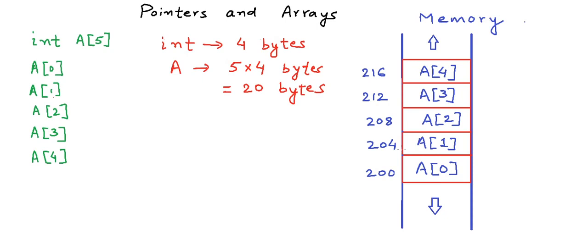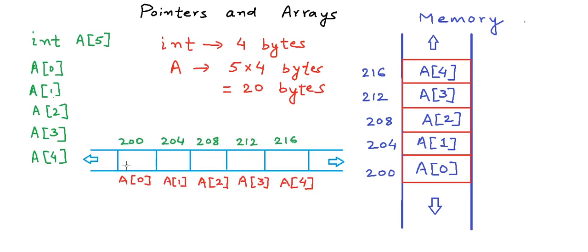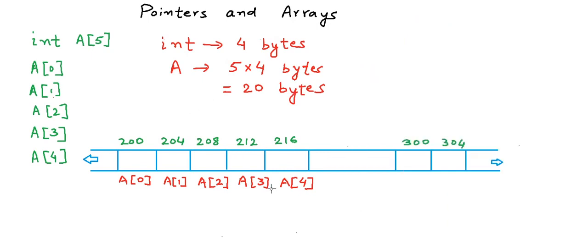Sometimes we also show the memory horizontally, something like this. From left to right we increase the address, but these two representations are just for the sake of understanding. Let's use the horizontal representation of the memory this time. I'll show this memory extending a little more towards the right so that I can accommodate a couple more variables. Let's say apart from this integer array a, I have an integer variable x and its value is 5, and let's say x is located at address 300.